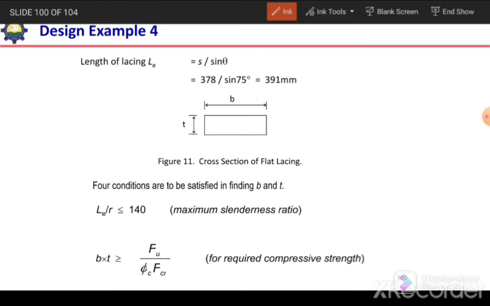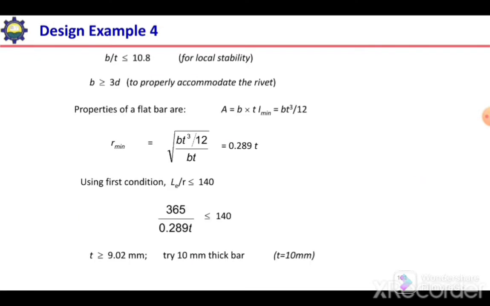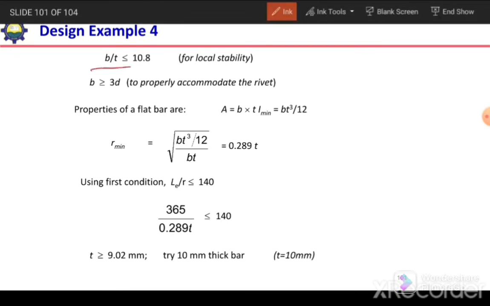After that we need to select the section for the lacing, and we need to select a flat section, meaning it should be a rectangular section with width b and thickness t. To select that section we need to satisfy 4 conditions. The slenderness ratio of this lacing element should be less than 140, the required area of the lacing element should be more than Fu over 0.5 CFCR, or the area provided should be more than area required. We also need to satisfy the local buckling criteria, B over T should be less than 10.8.